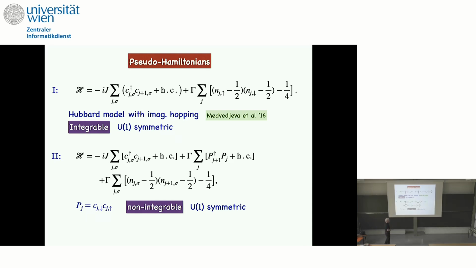The second model, this generalized quantum SEP, turns into this model here. Again you have just the imaginary hopping term. Then here you have a pair hopping term, and you have nearest neighbor density-density interaction. So this is this generalized quantum SEP. This model is not integrable, but still has a U(1) symmetry. So now I have two models, both of which have to show hydro. One is integrable, one is non-integrable, which was one of the motivations to look at this.